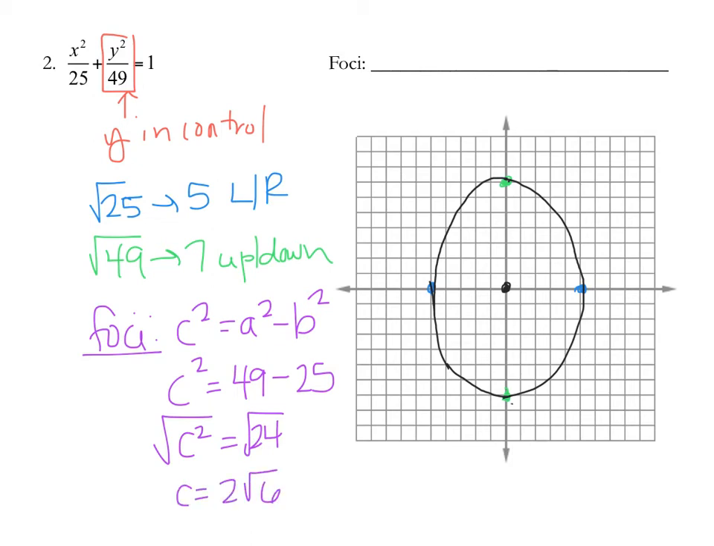This time y is in control. So that's going to end up in the y coordinate. It's going to be 0, comma 2 radical 6 as one foci. And the other one is 0, comma negative 2 radical 6. And again, to help you graph it, if you want to put that into your calculator, that is approximately 4.9. So I can go over 0, up 4.9, and over 0, down 4.9. And if you notice, those are on the major axis, the longer one, and they are inside of the ellipse.